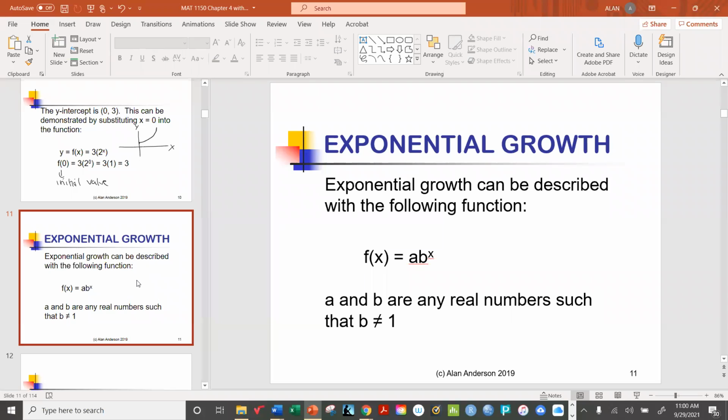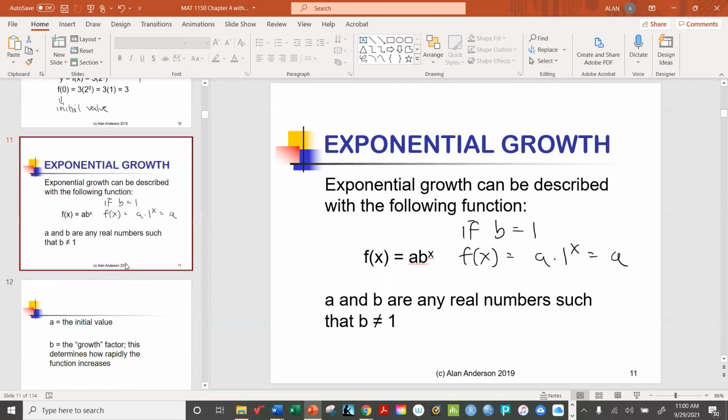Now, by the way, if you notice carefully here, the one constraint is that b can't be 1, because if b is 1, then this equals a constant. So we have to rule out the possibility that b is equal to 1, because if we did, we would just end up with a constant. So to have exponential growth, anything goes except b can't be a positive 1.